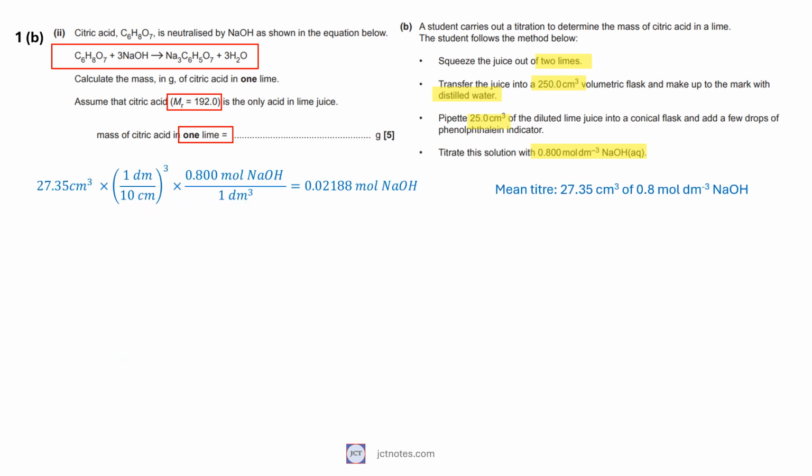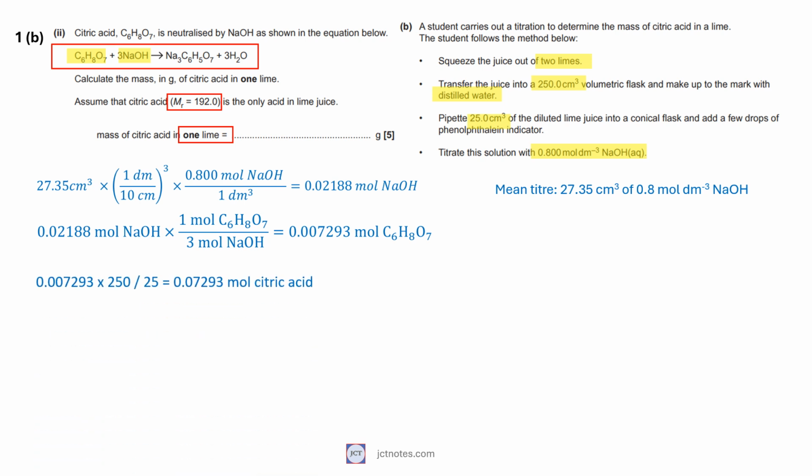This is equivalent to 0.02188 mole of sodium hydroxide. From the provided balanced equation, we know that each mole of citric acid requires 3 moles of sodium hydroxide, therefore the number of moles of citric acid titrated with 0.02188 mole of sodium hydroxide is 0.007293 mole. However, these 0.007293 mole of citric acid were obtained in a 25 cubic centimeter sample taken from an original 250 cubic centimeter solution. The number of moles in the 250 cubic centimeter original solution is 10 times more, that is, 0.07293 mole.